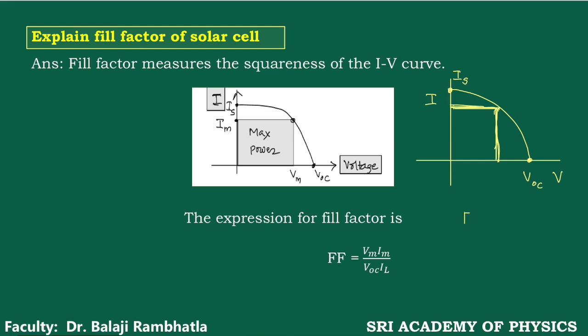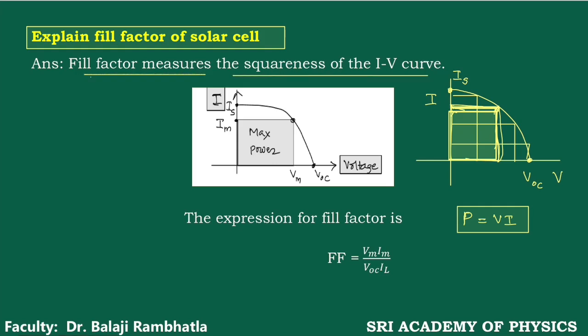What is the formula for power? Power is equal to V into I. So the area of this rectangle represents power. You can draw different rectangles like this, so you have different areas as well as different powers. But at a particular situation, the power is maximum. By fitting a particular rectangle in the VI curve, you get the maximum power. That concept is called the fill factor. So fill factor measures the squareness of the VI curve.